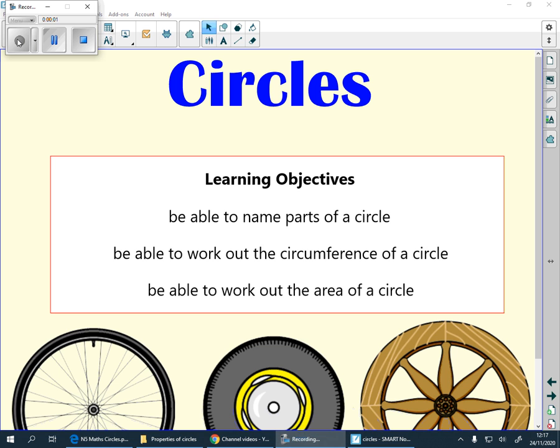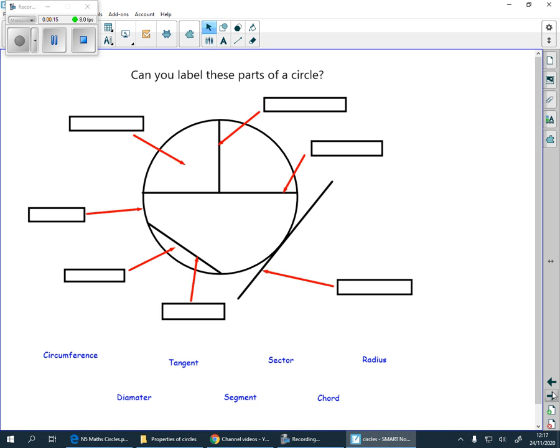We're going to look at circles. You should be familiar with the circle shape. We're used to it as a wheel. We're going to look at the different parts of a circle. So let's start off with naming some of the sections.